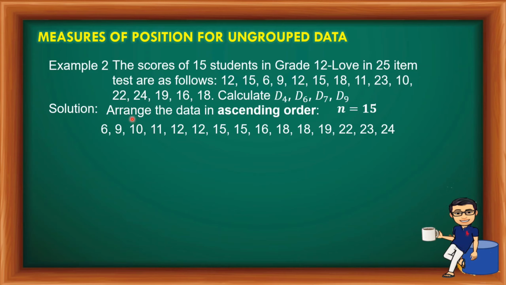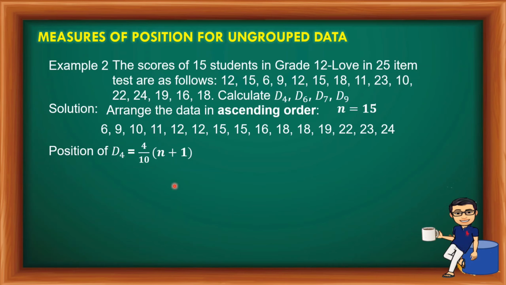So same process tayo kanina, arrange the data in ascending order. So ito na yung ascending order nitong given natin. So nai-arrange na natin ang ascending order. Ang n natin ay 15 kasi 15 yung data na binigay or 15 student yung ating pinag-uusapan. So let us try to work on with the position of decile 4. So we will be looking for the decile 4.